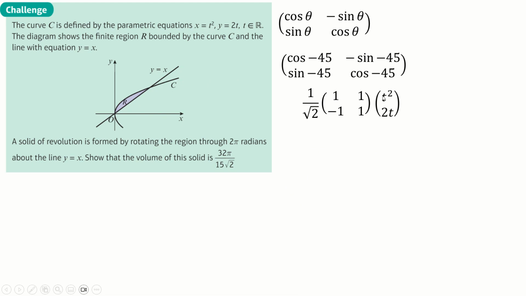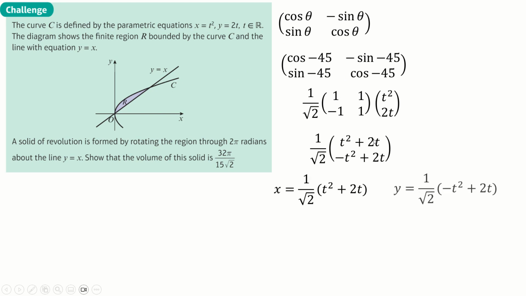What I've done first is just times that by the x and the y. And this is why parametric is good, because if I replace that with the x and that with the y there, I can just find new parametric equations here and say my x needs to be 1 over root 2 t squared plus 2t, and my y needs to be the same, but with a minus there.